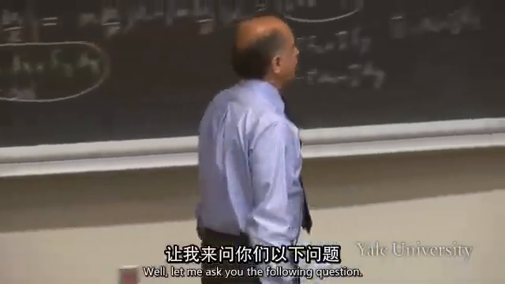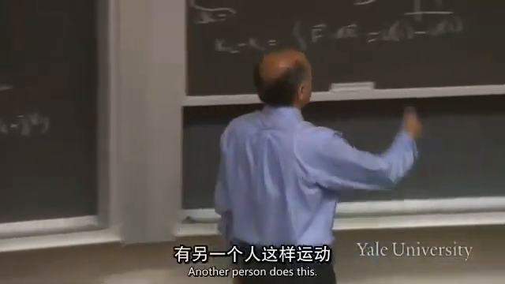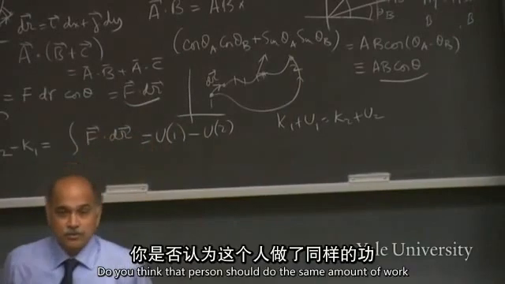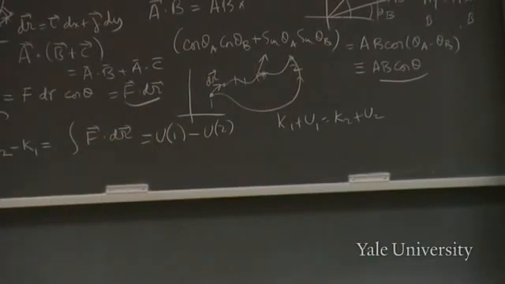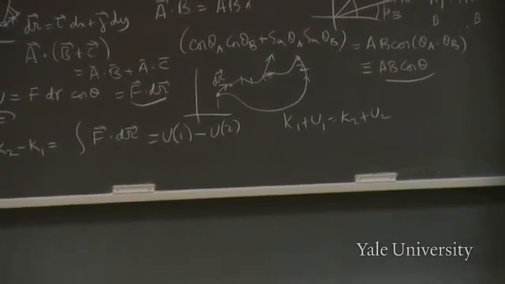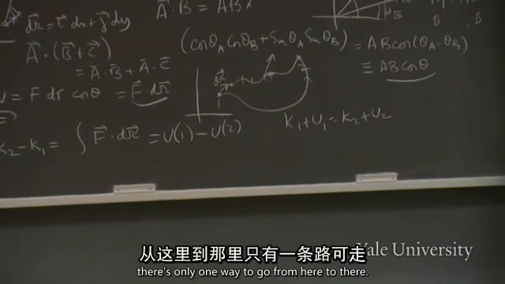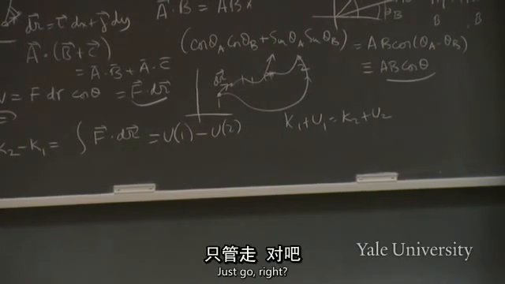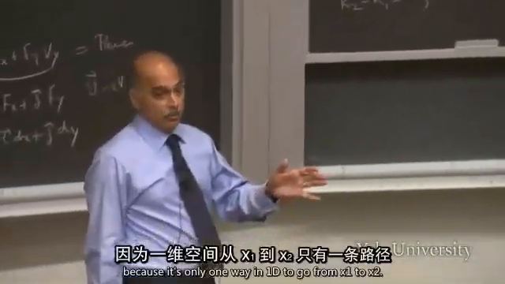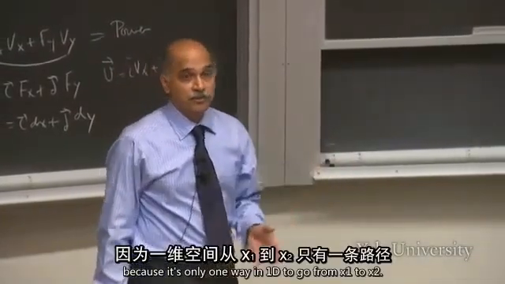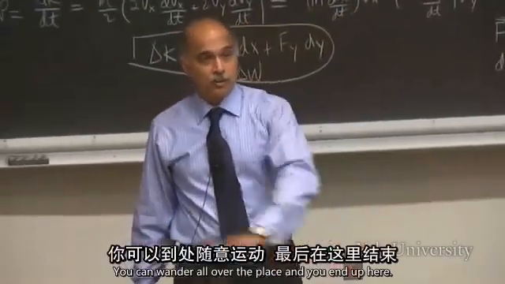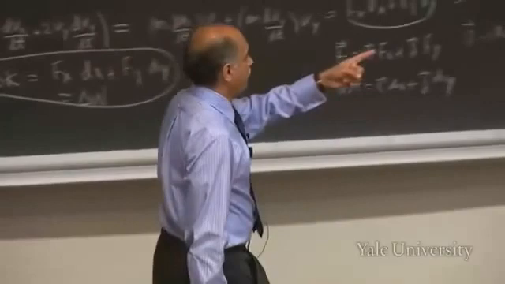Well, let me ask you the following question. Now that person does this, do you think that person should do the same amount of work? Because the force is now integrated on a longer path. So you see, in 1 dimension, there's only one way to go from here to there. Just go, right? That's why when you write an integral, you write the lower limit and the upper limit, and you don't say any more, because there's only one way in 1D to go from x1 to x2. In 2 dimensions, there are thousands of ways to go from one point to another point. You can wander all over the place, and you end up here.